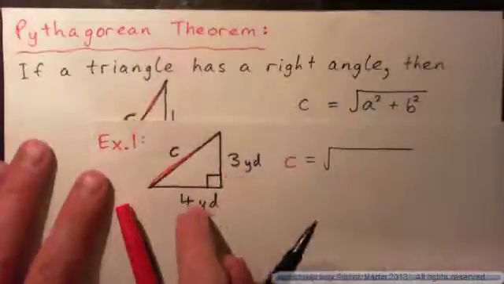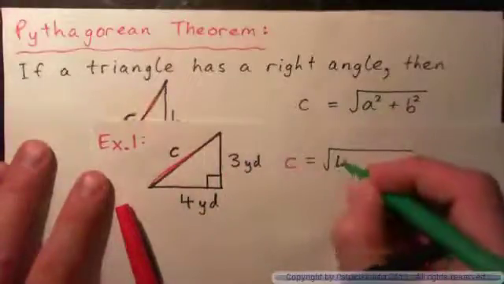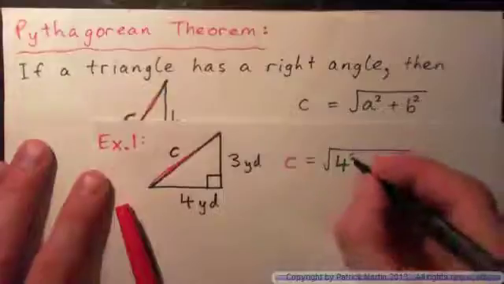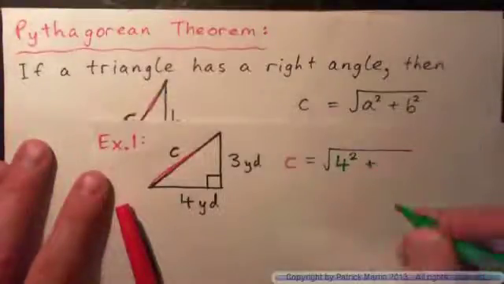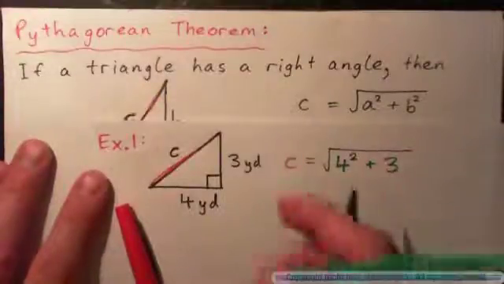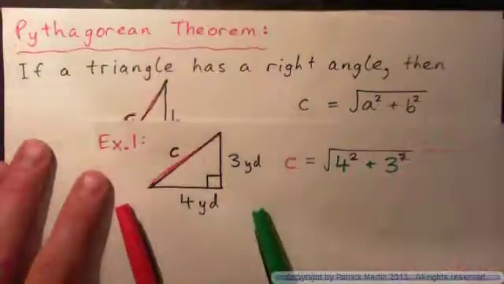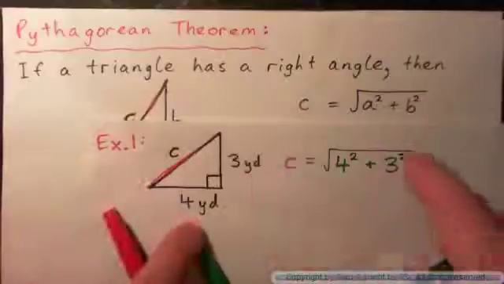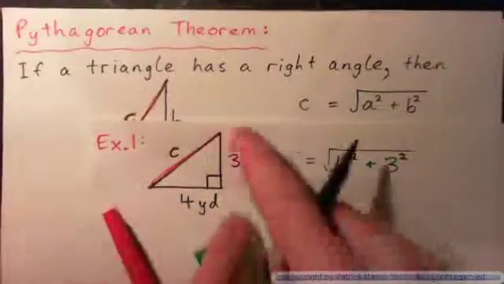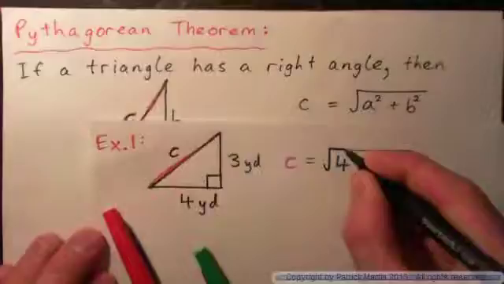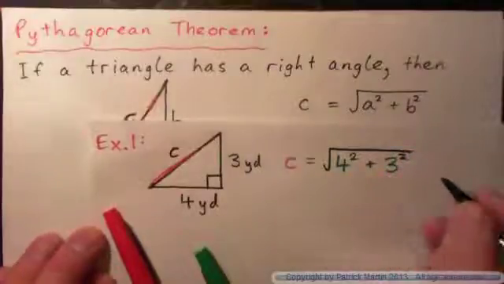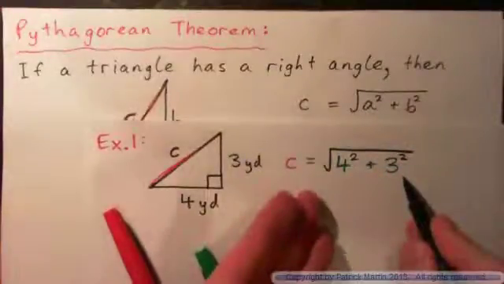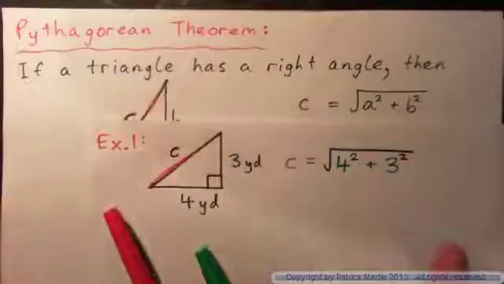So one of the side lengths, say 4 squared, plus the other side length, 3 squared. Okay? Does that make sense? So one of the sides is a and the other is b. So it's one of the sides squared plus the other side squared, and it's inside this big long square root. So I want you to write this out neatly like that. Okay, write it out completely just like that, nice and neatly.